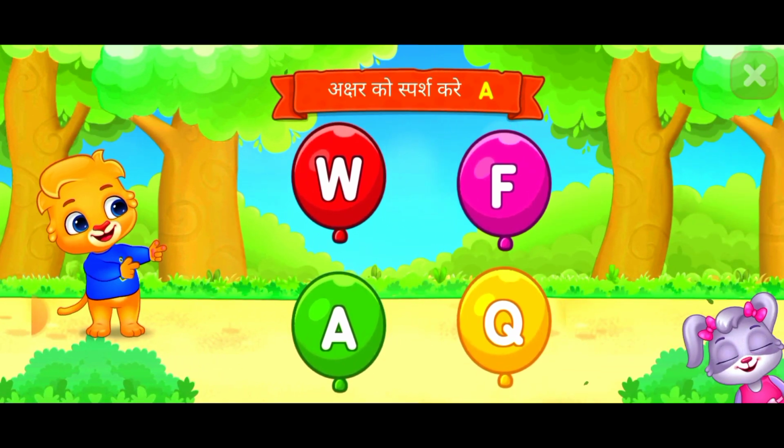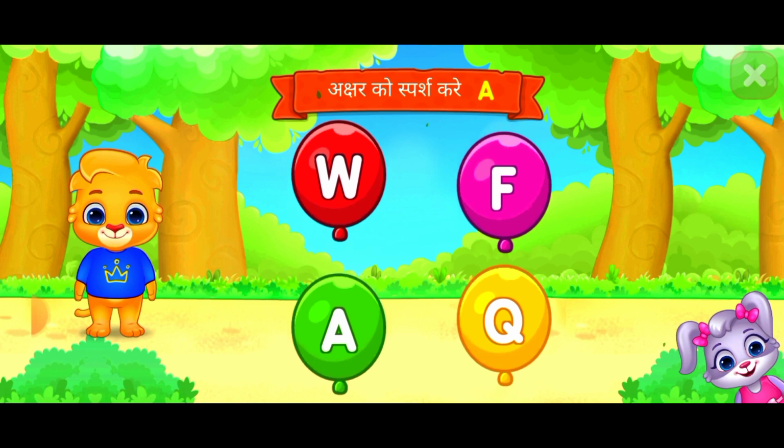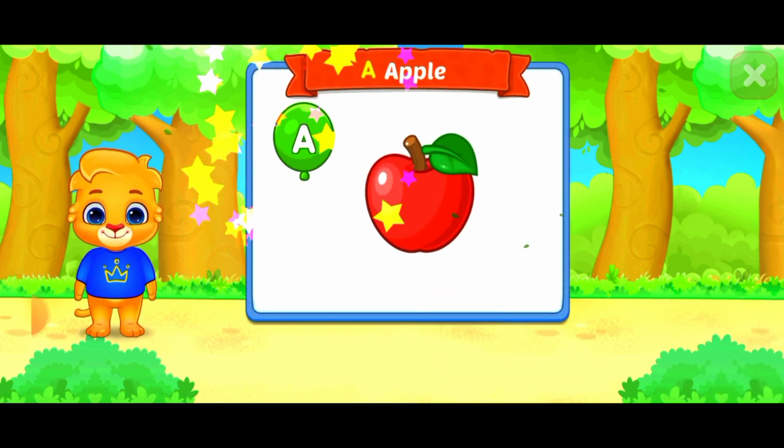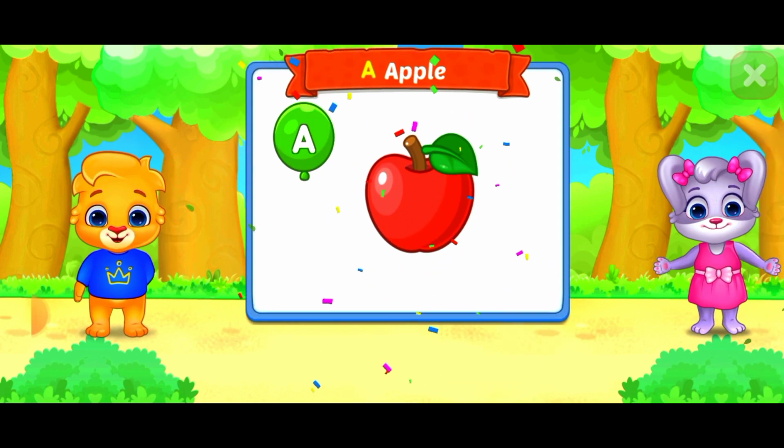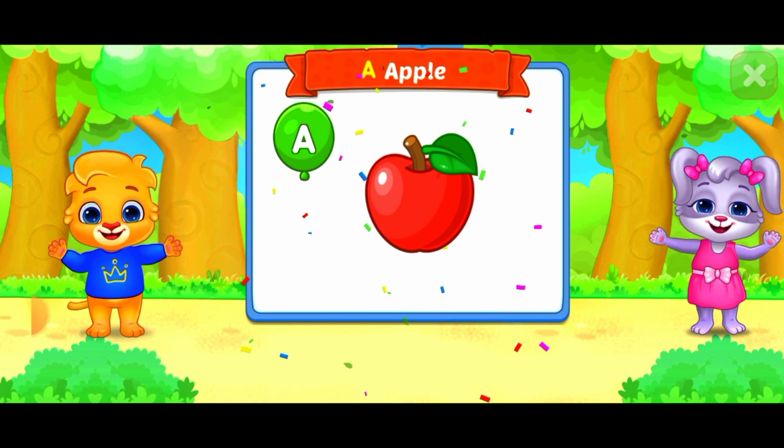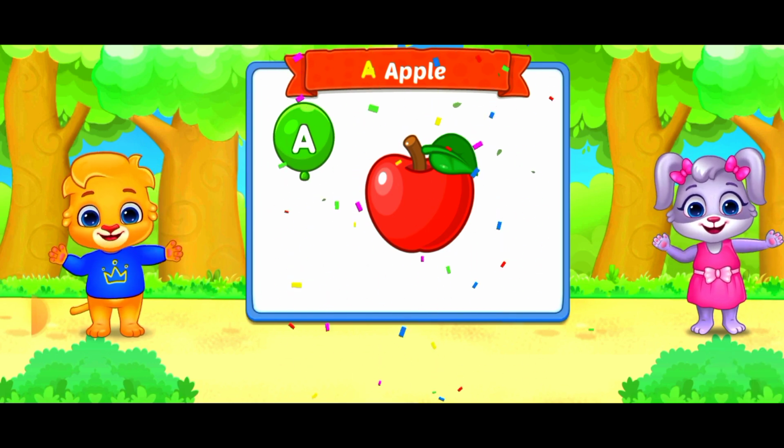अक्षर को स्पर्श करें। A. A is for apple.